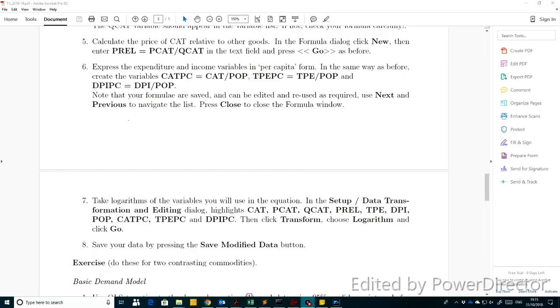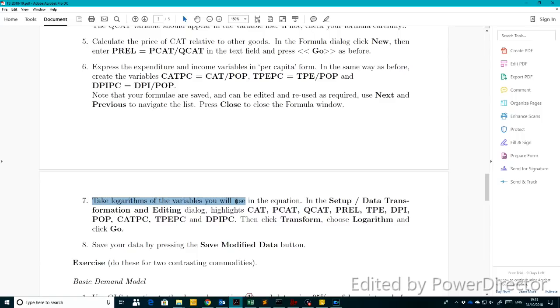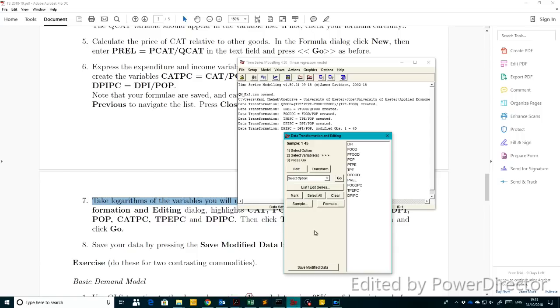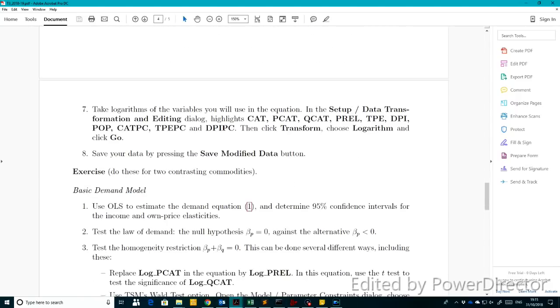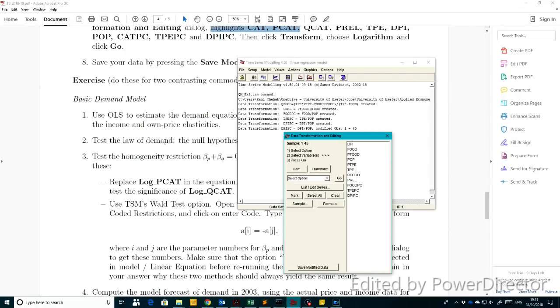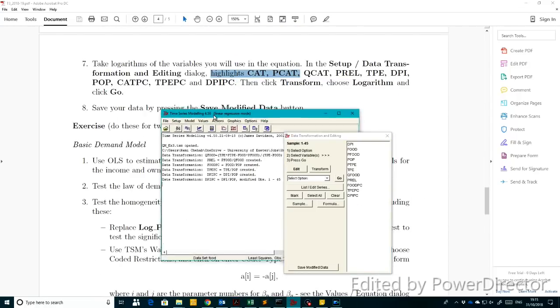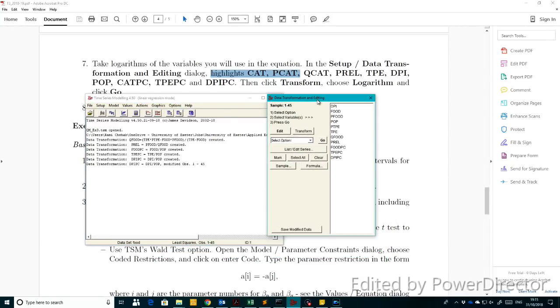Now the last thing that we have to do is to change everything to logarithm, right? So we have done step 6, and we have to go through step 7. Take the logarithm of the variables you will use in the equation. We stay in the same place, but what we need to do is select or highlight those categories. So we're going to highlight those categories, which I'll bring over here to make things clearer.